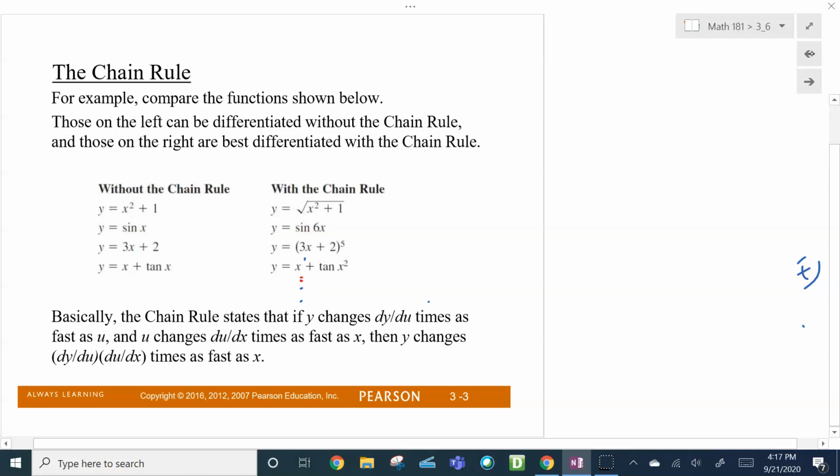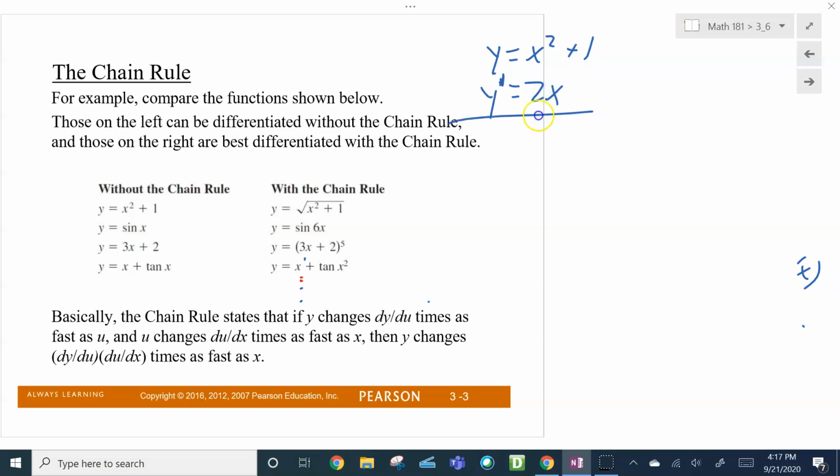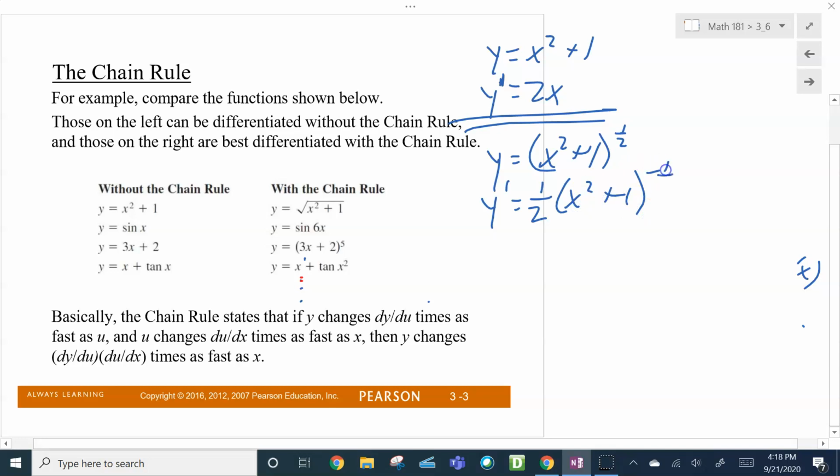All right, so without the chain rule, you need no chain rule here, if you will. Y prime is just 2x plus 0, right? Whereas if you have x squared plus 1 to the 1/2, the square root of x squared plus 1, now when you take that derivative, you've got to run the power rule. So 1/2 goes in front, x squared plus 1 to the negative 1/2, but this is a composite function. We don't just have x in there, we have x squared plus 1, so that derivative is 2x. And then you clean that up, right?